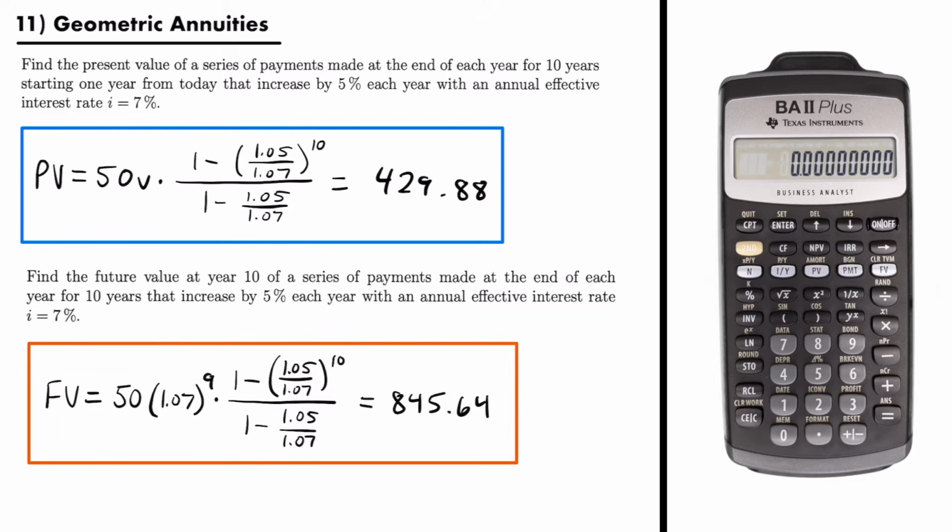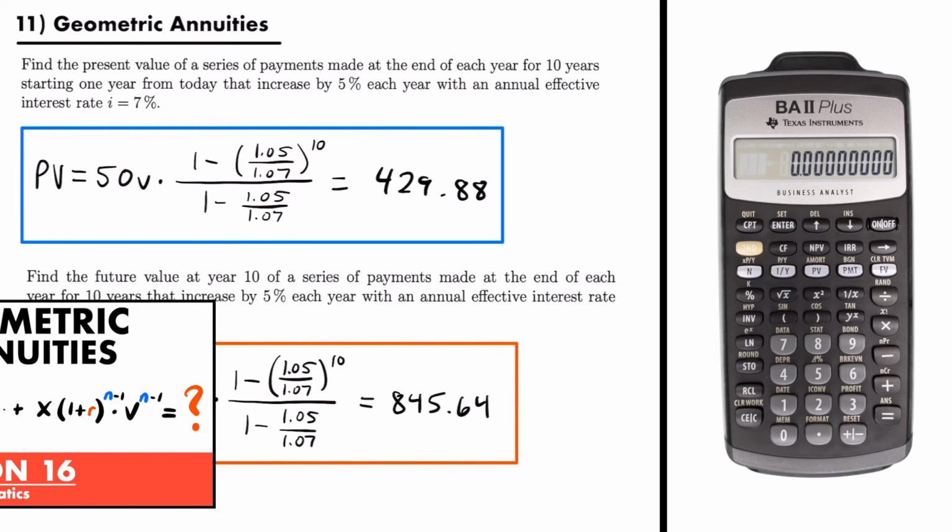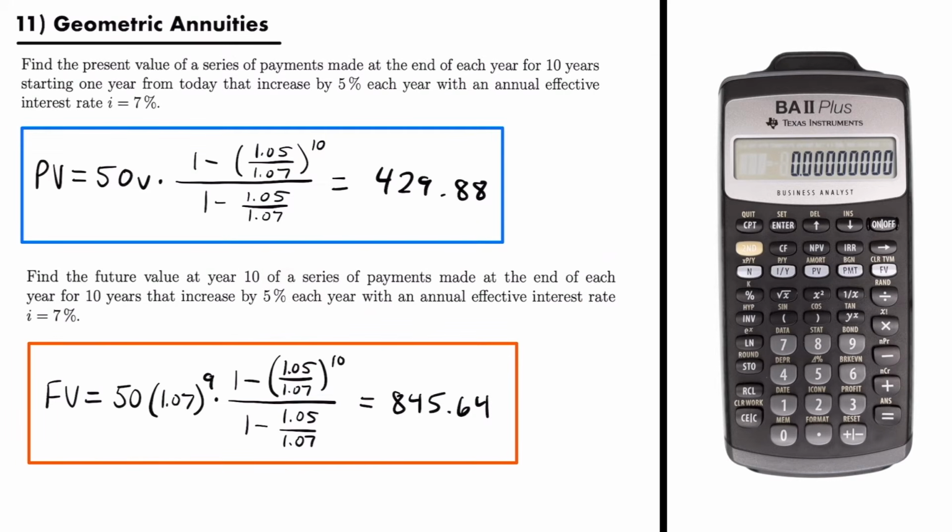And when we talk about geometric annuities, I'm assuming that you are already familiar with the concept of a geometric annuity. And so if you're not, be sure to watch my video on that first, and if you do that, the rest of this will make a lot more sense, because here are my two examples from my lesson video on geometric annuities, as well as their calculations. This was the present value of a geometric annuity, and this is the future value of that same geometric annuity.